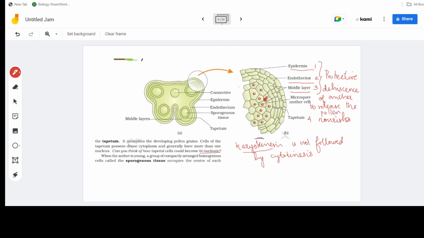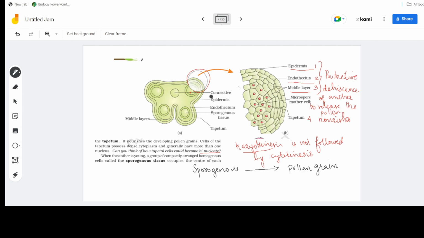Inner to these wall layers, there are cells here. So we have magnified or highlighted only this region. Inner to this, they have the sporogenous tissue. This sporogenous tissue will give rise to the pollen grains. So let's see how the pollen grains are formed from the sporogenous tissue.